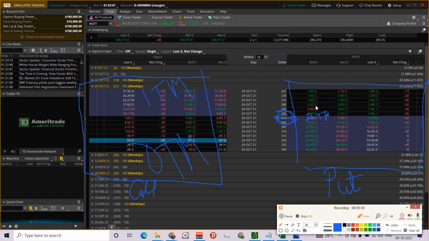Basically, whatever we discussed with the call option goes the reverse way. If the strike price is above 295, then it becomes in the money. And if the strike price is below 295, that is 290, 285, 280 and so on on this side, then it will be out of the money. So this is for put options basically.